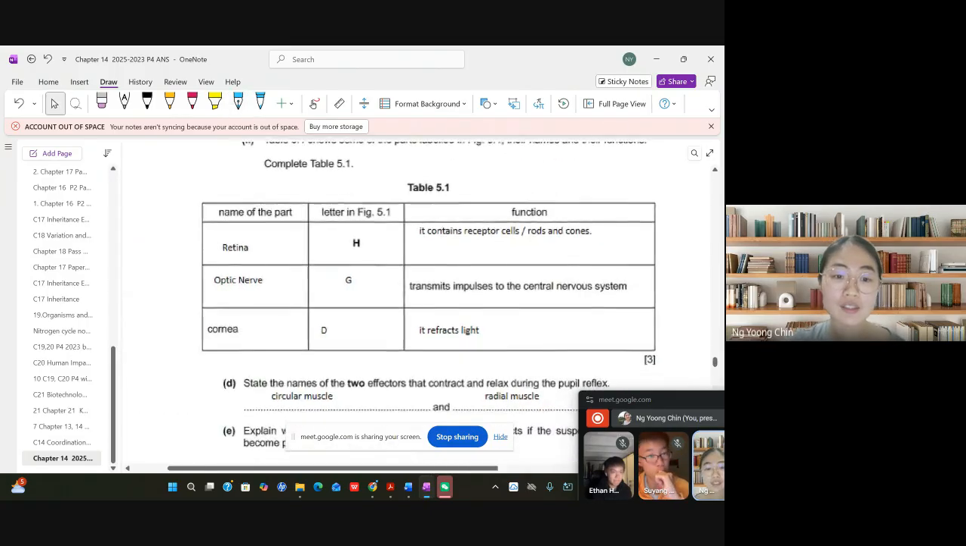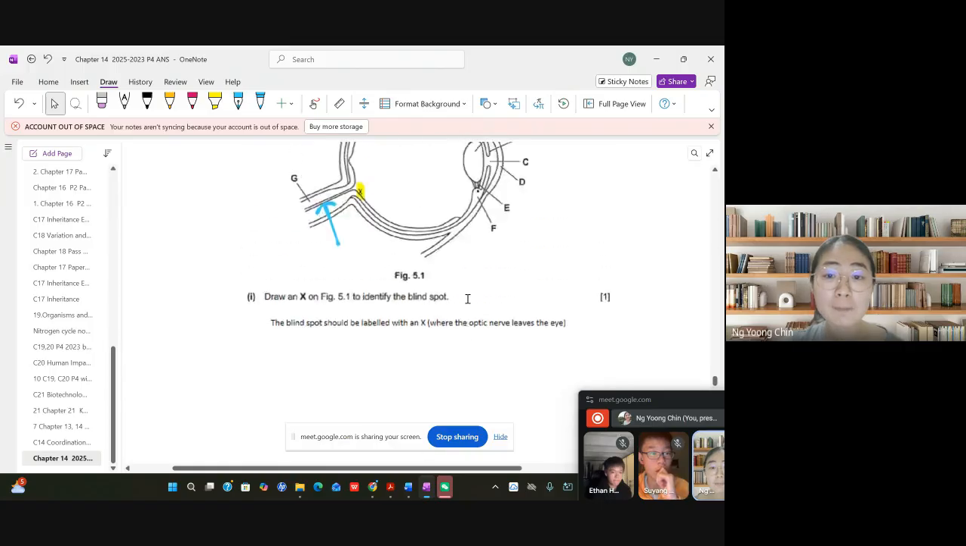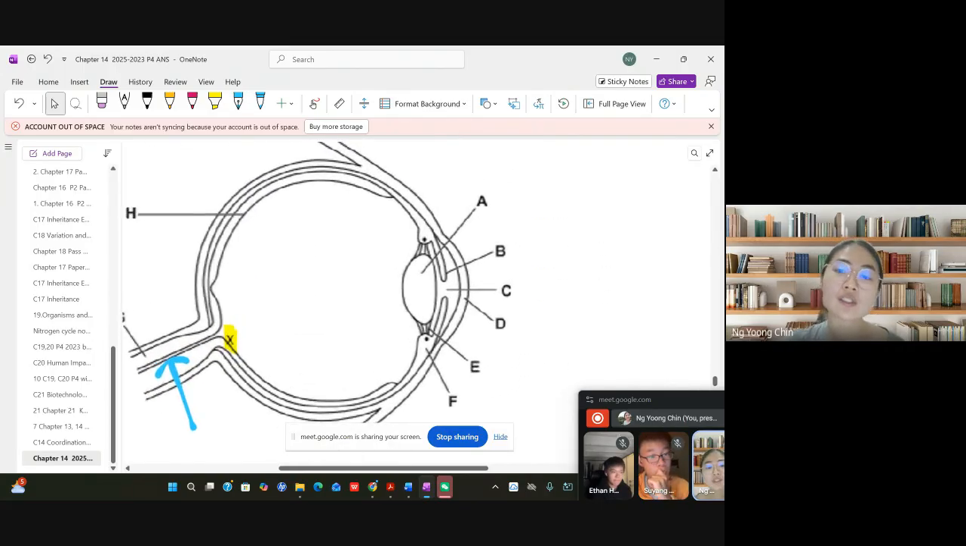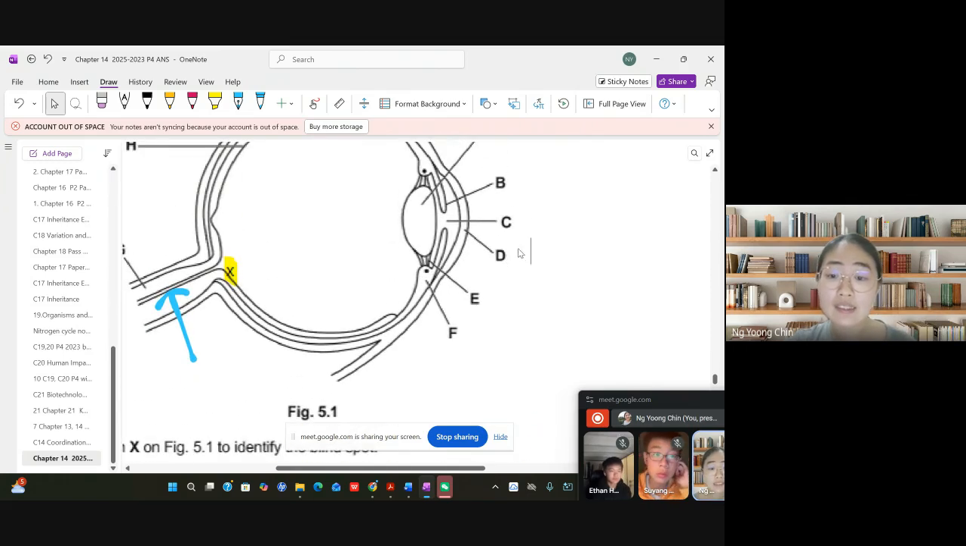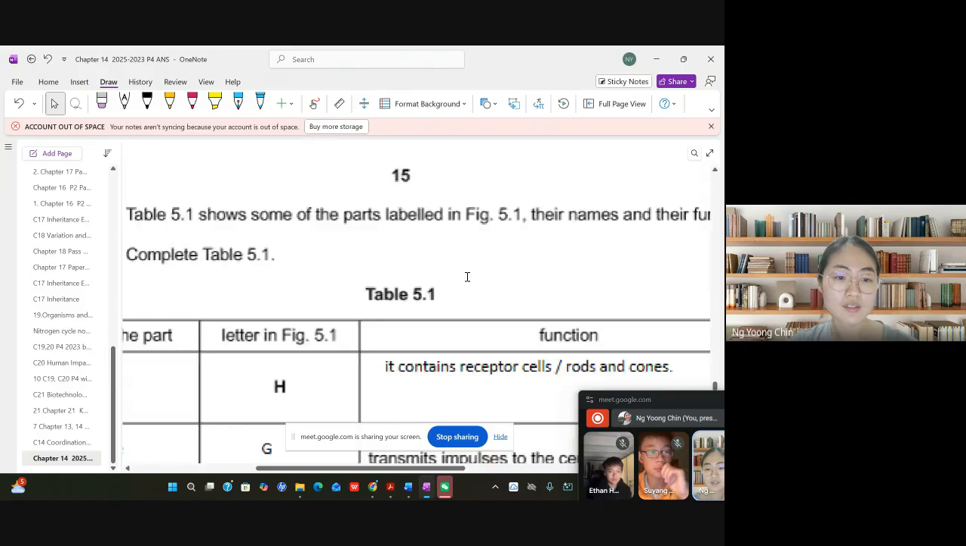And then for this one, label the parts of the eye. So you should know how to label it. For this one, D is what? D is the cornea. And then C is what? C is the pupil.